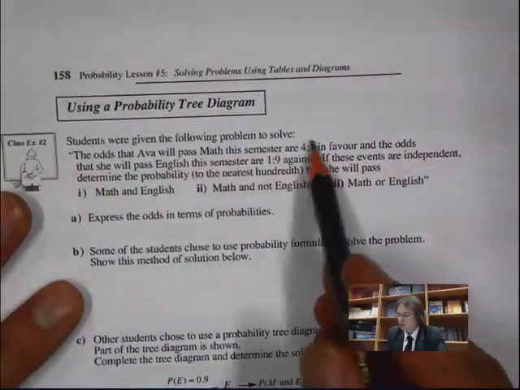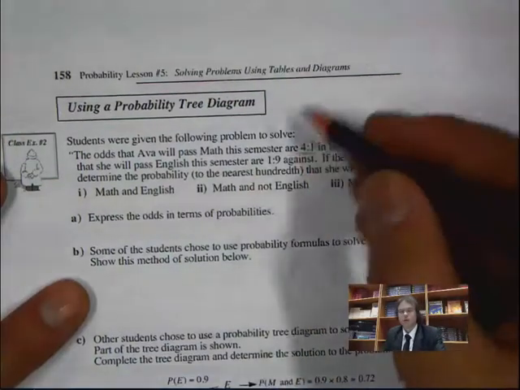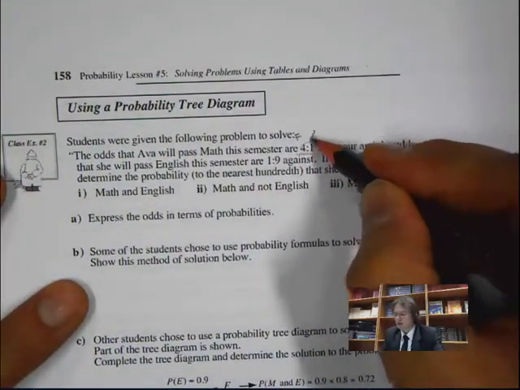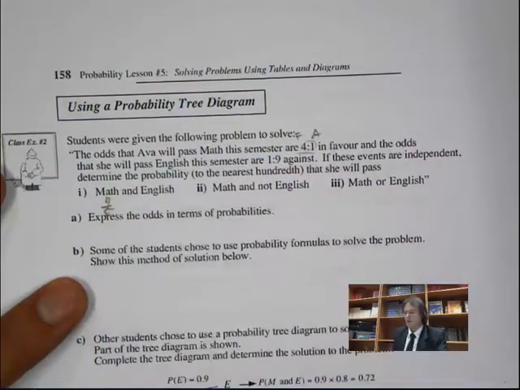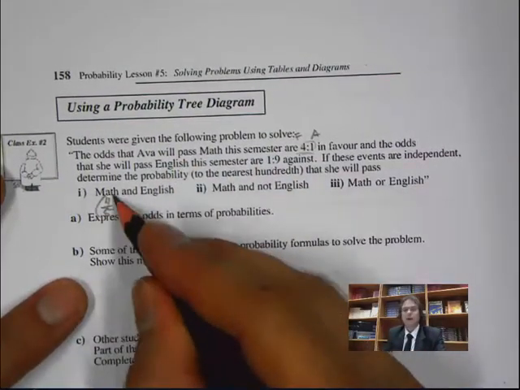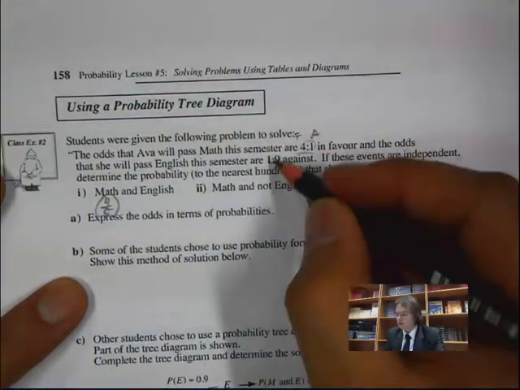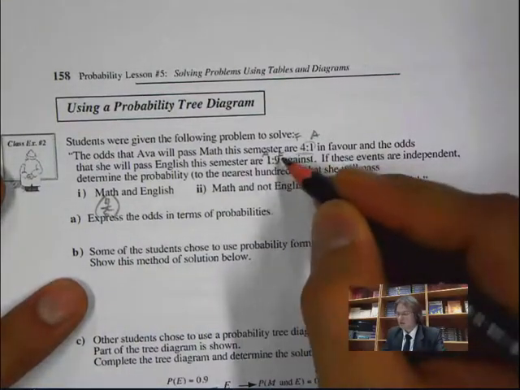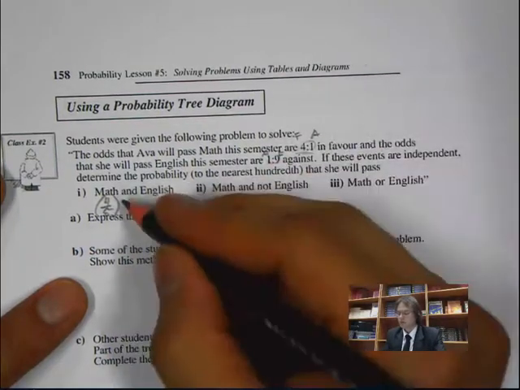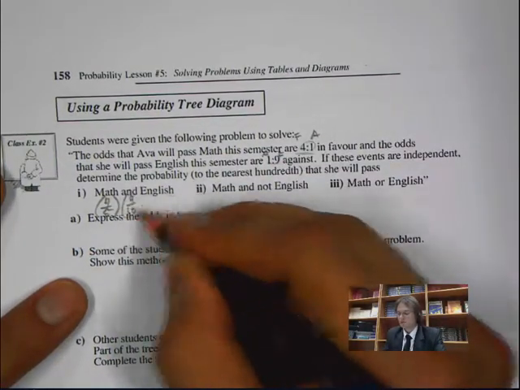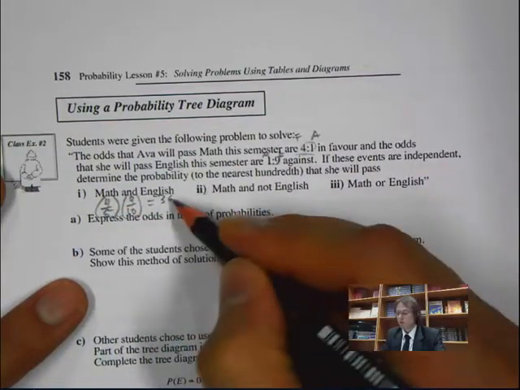So first of all, the probability of her passing math is in favor of 4 to 1 odds. So this is 4 and this is against. If you remember that, that is the same as 4 over 5 to pass math. And English, now we have to multiply. This is against, so 1 to 9 against her is 9 to 1 for her passing, so it is going to be 9 over 10. When we combine that, that's going to give me 36 over 50.